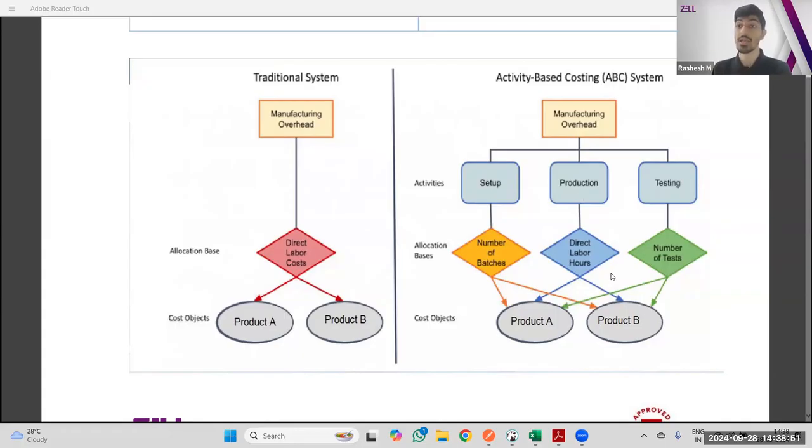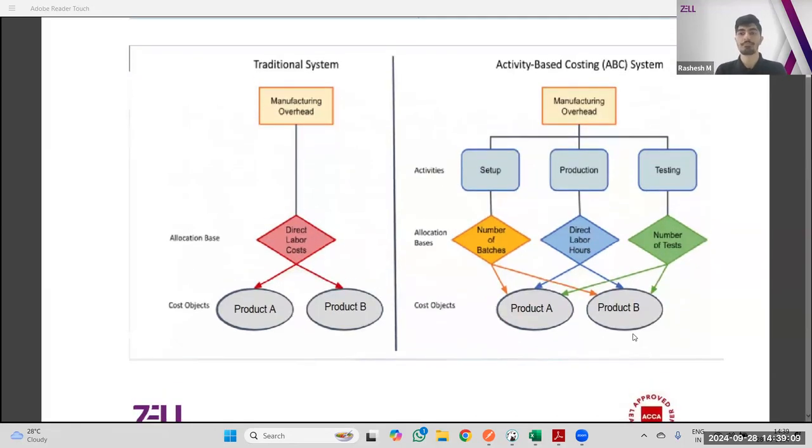In reality, the job of a management accountant like us is to find those cost drivers. But of course, from an exam perspective, they're going to give you the costs, they're going to give you the cost drivers. All you need to do is correctly apply them and find out the answer. Making sense, everyone? Yes, sir.